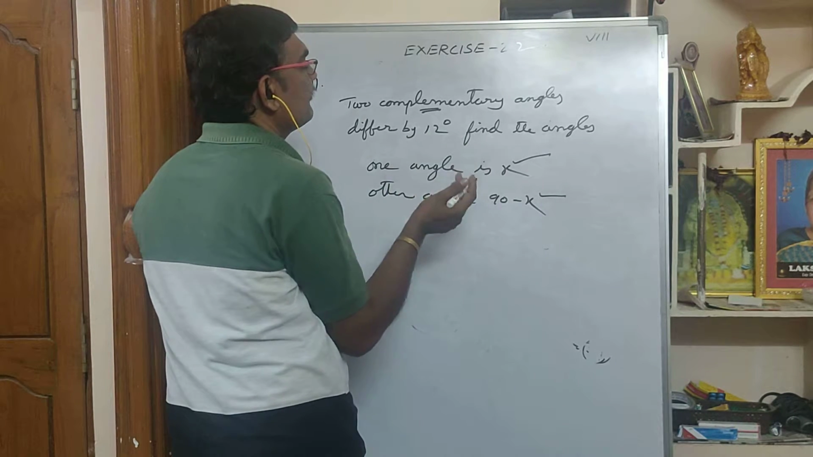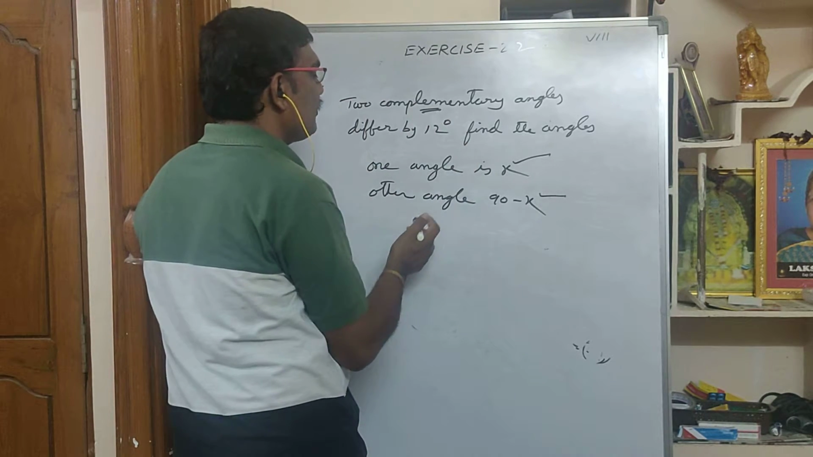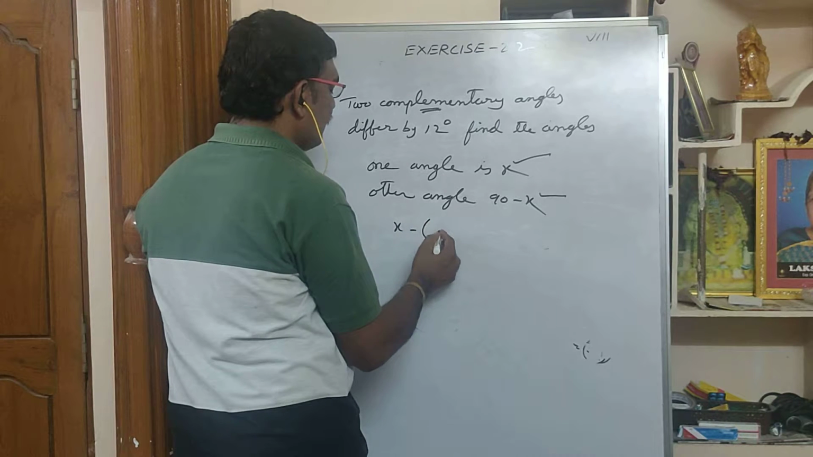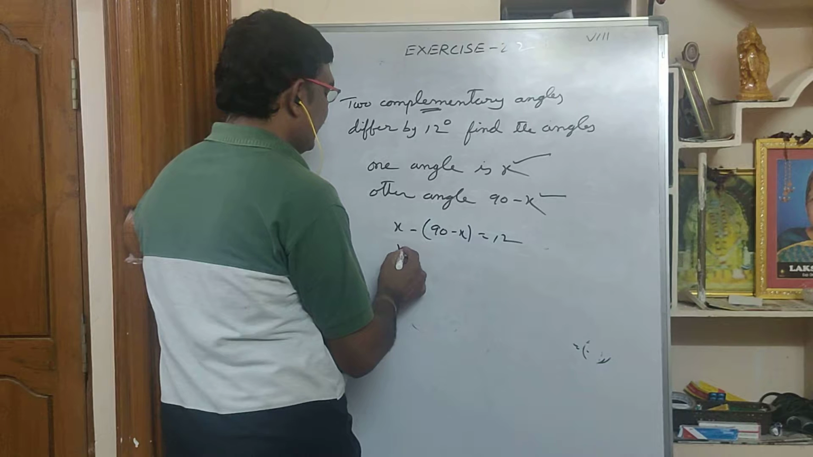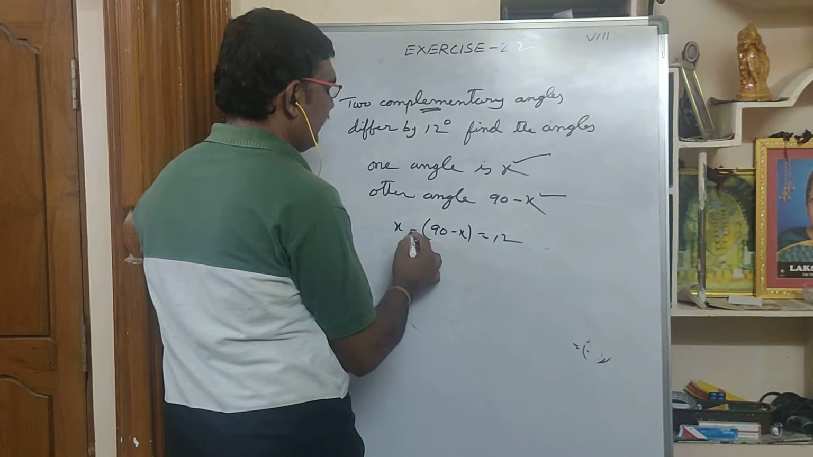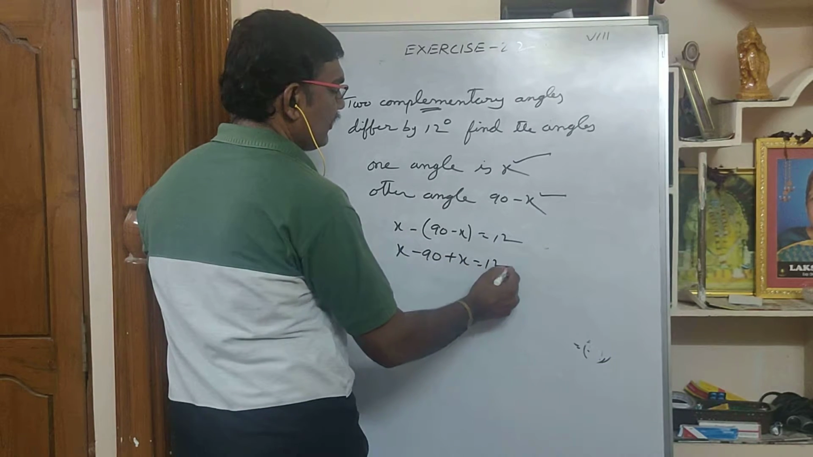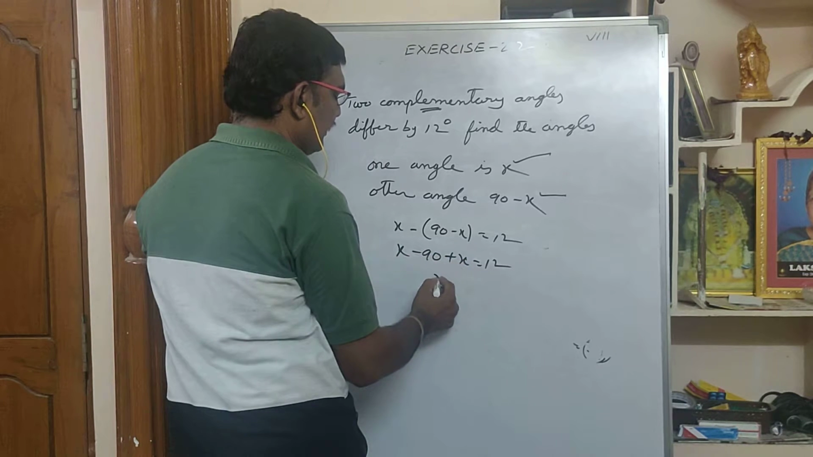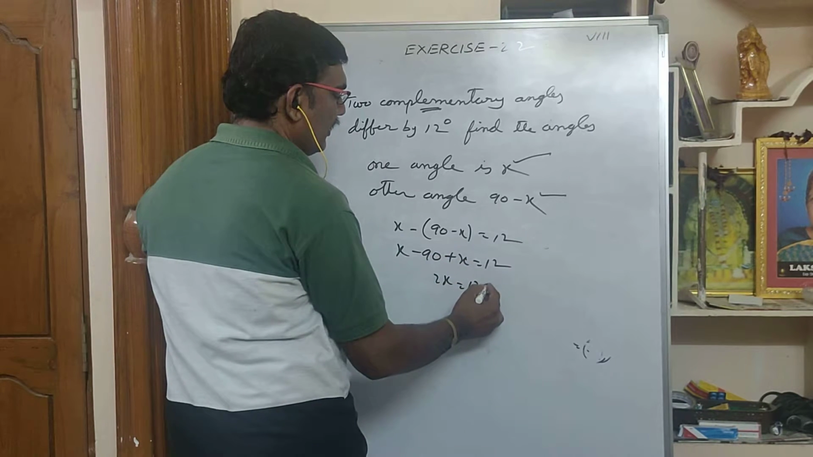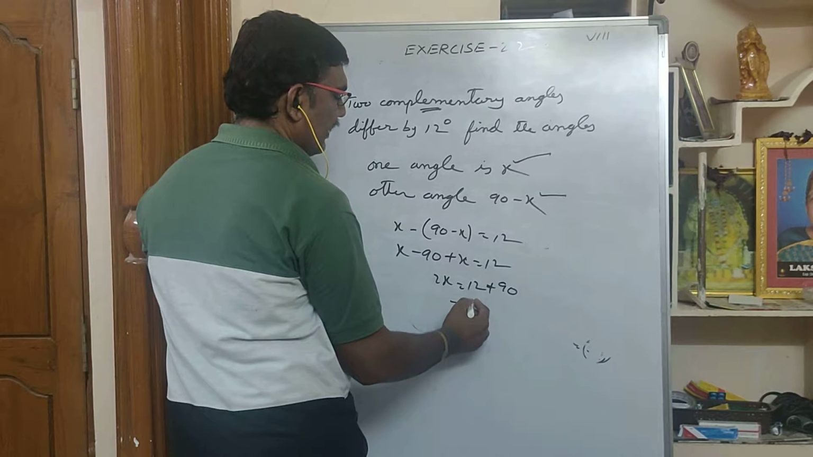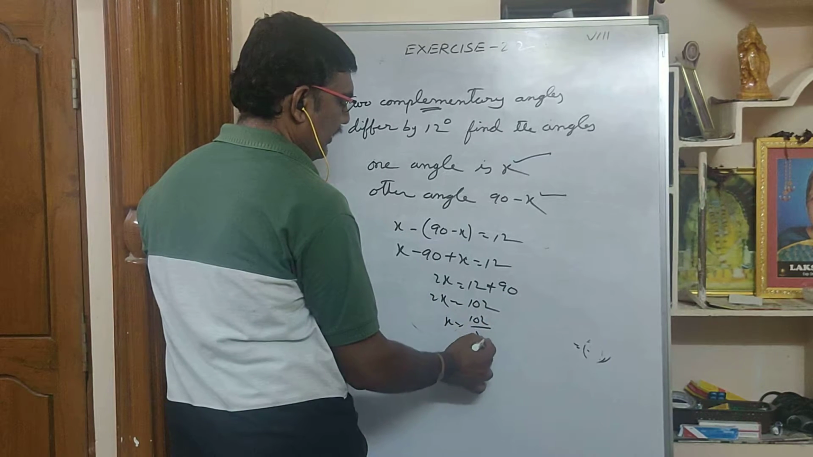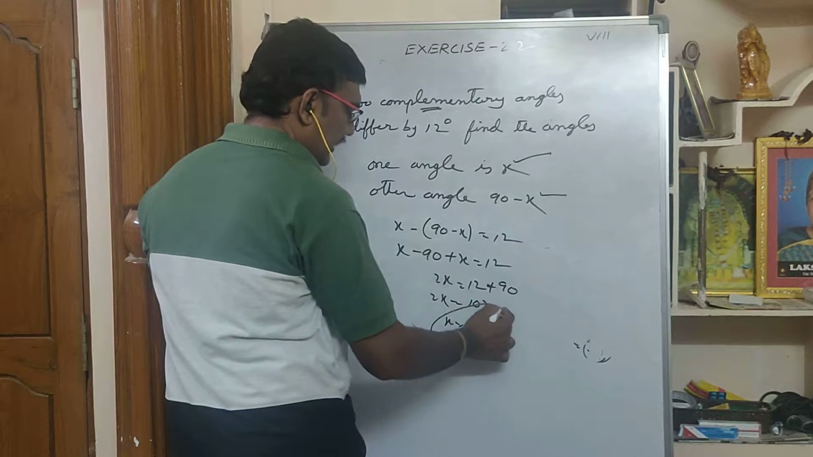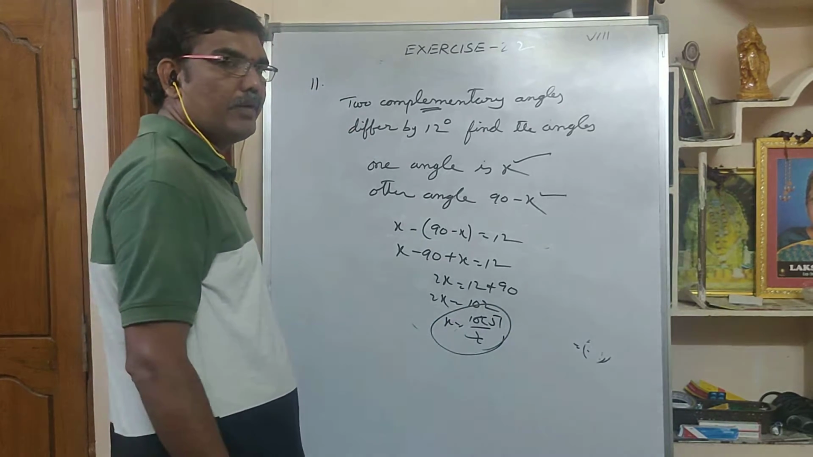Their difference means you have to do subtraction only. x minus (90 minus x) is equal to 12. So x minus 90 plus x is equal to 12. x plus x, 2x is equal to 12 plus 90. It is 102. 2x is equal to 102, x is equal to 102 by 2. That is 51. So here also you got x equal to 51.